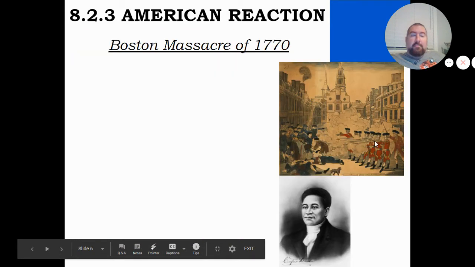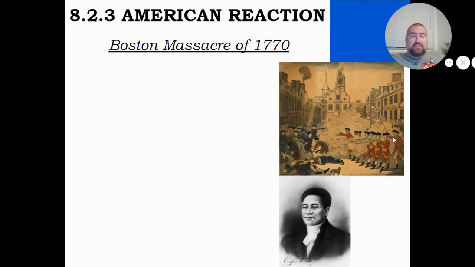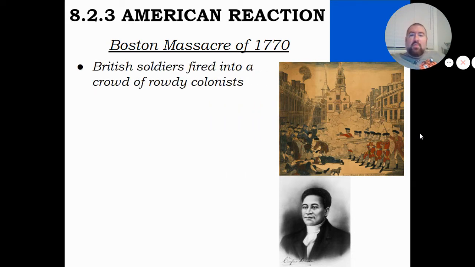We have the Boston Massacre of 1770. So we previously talked about a couple of acts of Parliament, a couple of laws, a couple of taxes that they passed. And now let's talk about something that really shook America. So the Boston Massacre happened when British soldiers fired into a crowd of rowdy colonists. So a bunch of colonists were making fun of them, throwing snowballs. Some of those snowballs had rocks in them. And then eventually these British soldiers fired on them.